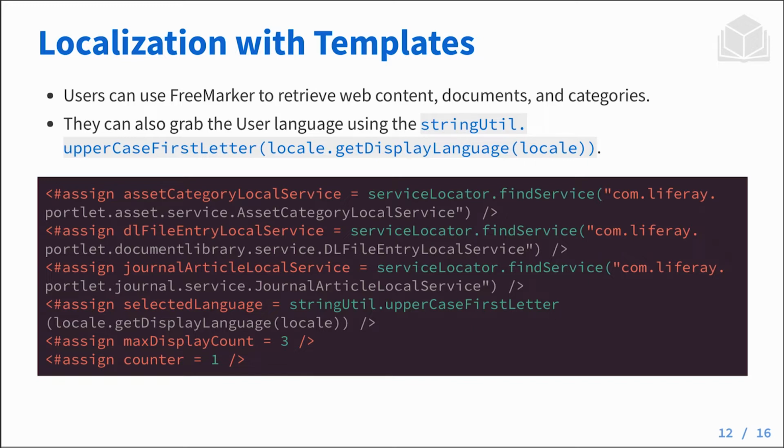Okay, so this is an example of a FreeMarker template that is using the serviceLocator to get information about categories from our assets, documents, web content, that's going to be the journal article local service, as well as the actual language. Okay, and by getting all of these things, we can start filtering by this information in the actual logic of the code itself. Now, it's important to note whether you are directly writing this code or you are responsible for just understanding what's available on the platform.